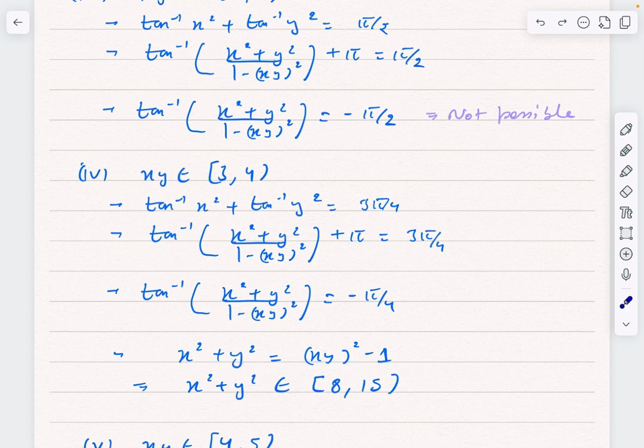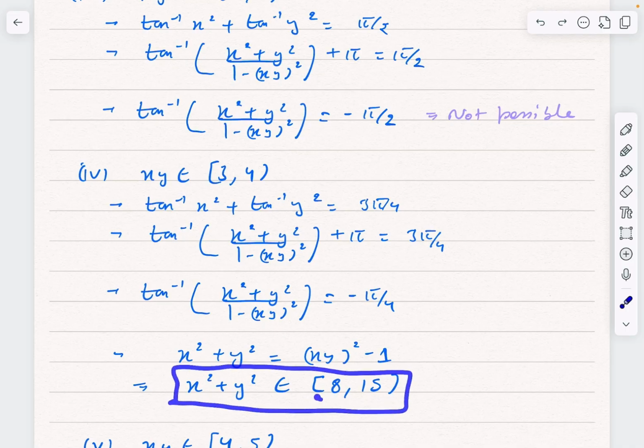Now the range of xy is 3 to 4. So when xy is minimum, this thing will also be minimum. When xy is maximum, this thing will also be maximum. So put 3 here, you get 8. Put 4 here, you get 15. But you see, 3 is closed, 4 is open. So we take close 8 to open 15. So from here we get a solution that x square plus y square belongs to close 8 to open 15.